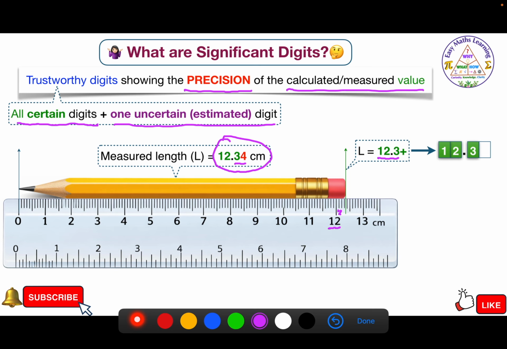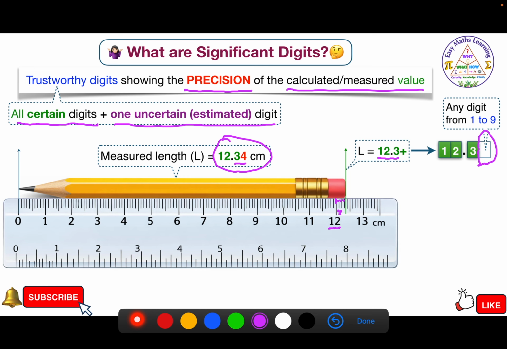Therefore, we call these digits certain digits. But the last digit cannot be measured by the given scale. It can be measured by our own judgment, so it can be any digit from 1 to 9. Also, you can see here in the figure 12 is measured. This is 12, this is 12.1, this is 12.2, 12.3. But the last digit is not measured. You can see in the figure.